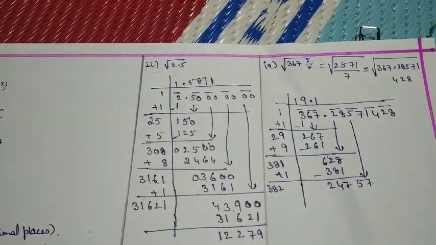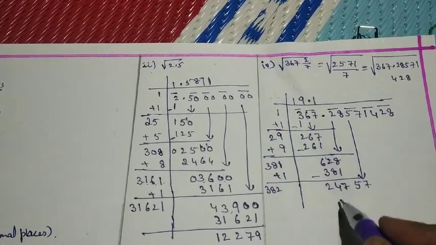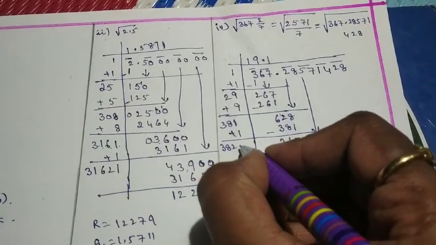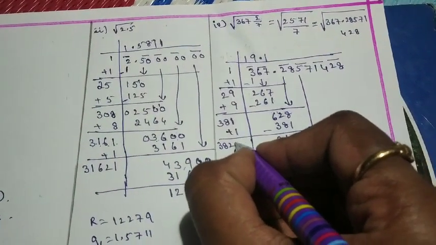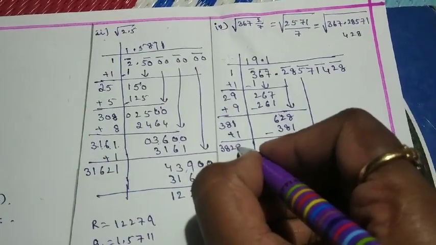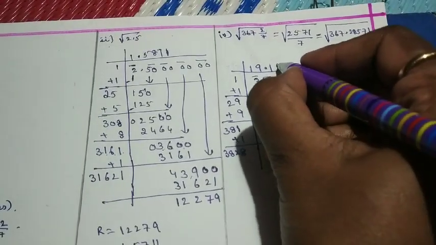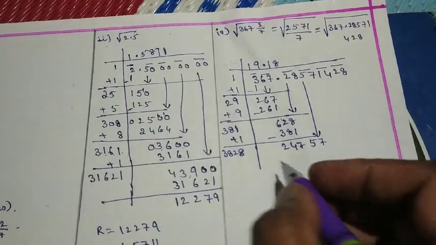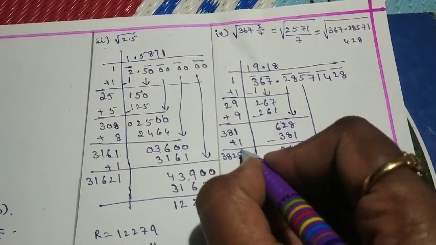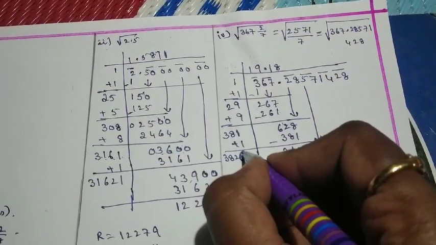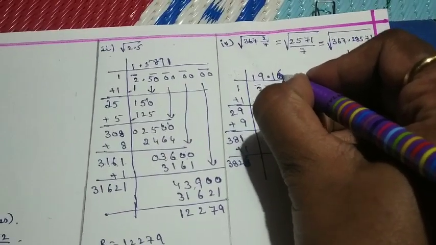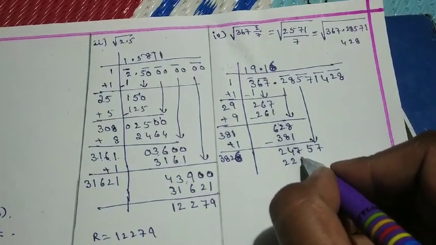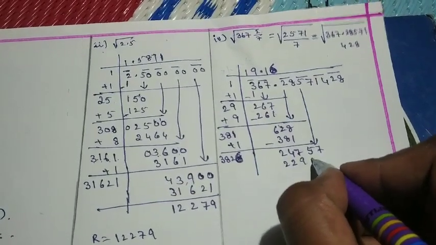Then choose the number whose product should be lesser than this number, that is 24,757. So I got near when I multiplied with 8, 3,828 into 8. Sorry, not 8, it is 6. The answer is 22,956.